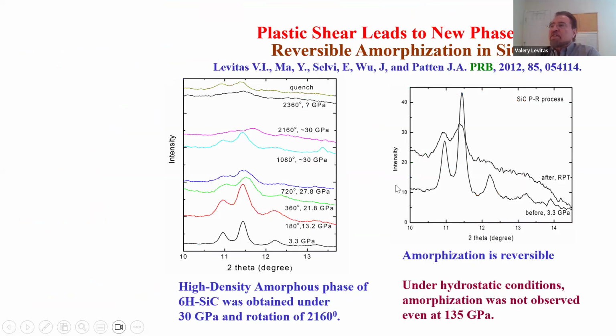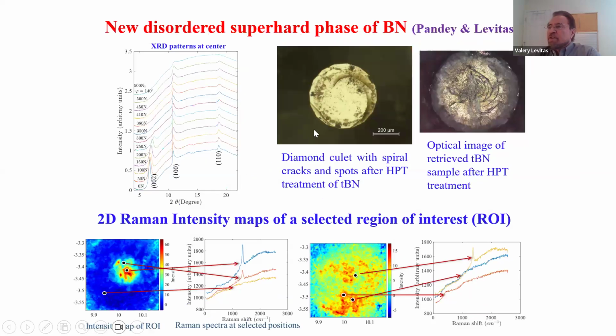Well, also plastic shear leads to new phases, which cannot be or were not obtained under high pressure. And this is an example of a new high density amorphous phase of silicon carbide, which was obtained at 30 GPa and large shear. Under hydrostatic conditions, nothing happens even at 135 GPa. And amorphization is a mechanism of damage of silicon carbide ceramics and other ceramics. And since this is a reversible transition, the only way to study it is in situ study. Also, we recently revealed a new disordered superhard phase of boron nitride. You see it scratches diamond, and even cubic boron nitride cannot scratch diamond.